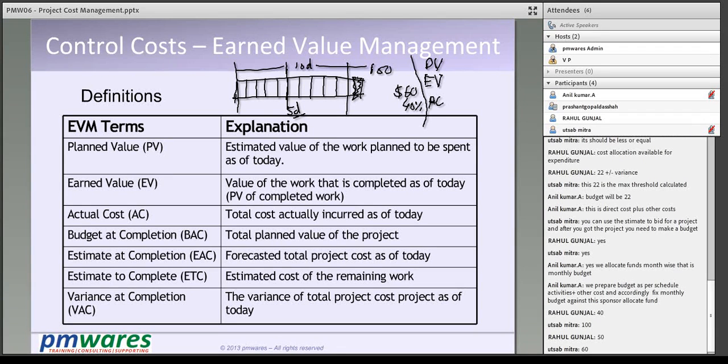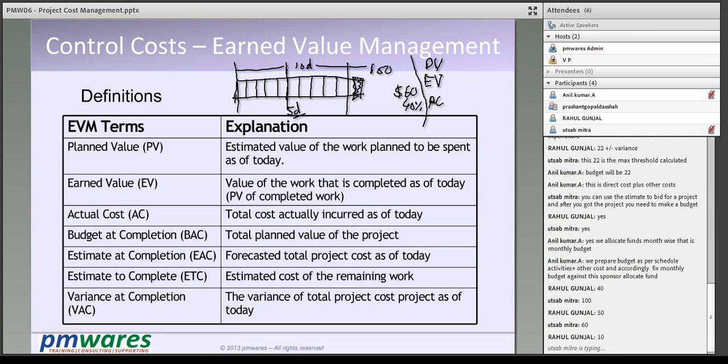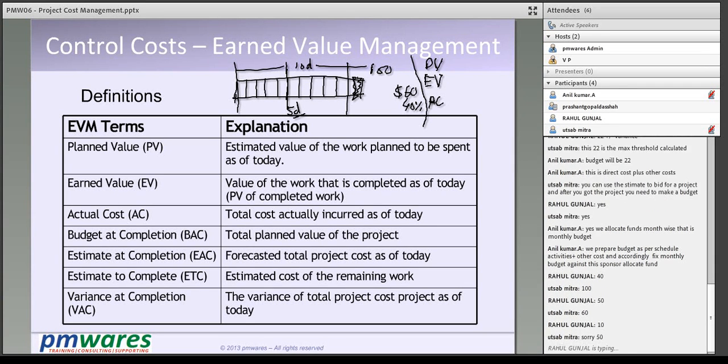See, every day, how much have I planned to spend? $10, right? So in 5 days, how much am I supposed to spend? 50. So that was my plan. As per plan, how much I was supposed to spend is my planned value. Earned value means the value of the work which is achieved.